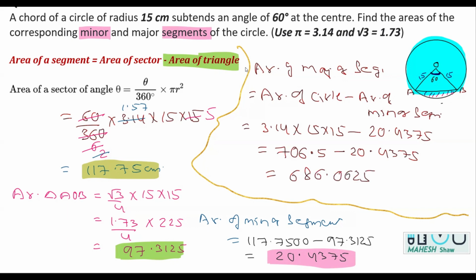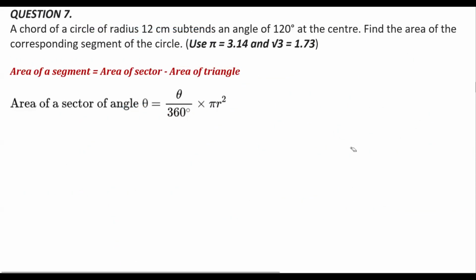So it'll give you 686.0625. And this is the area of what? This is the area of this major segment. And this is how we will do this question.